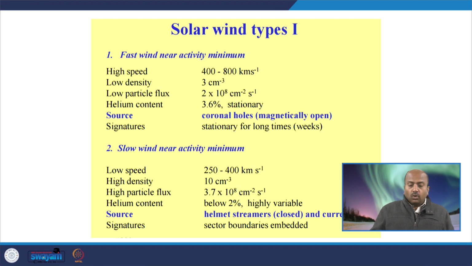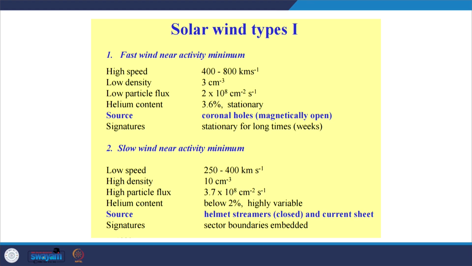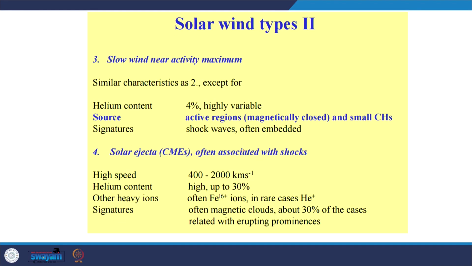Okay, right. Now, the solar wind can be considered of two types: solar wind type 1 and solar wind type 2. So what is solar wind type 1? Fast solar wind near activity minimum. This categorization can be mainly based on the velocity or the number of particles. Fast solar wind can have velocities up to 800 kilometers per second. It's not kilometers per hour; it's kilometers per second. You know how much 800 kilometers per second is, right? And slow solar wind can be of the order of 400 kilometers per second.